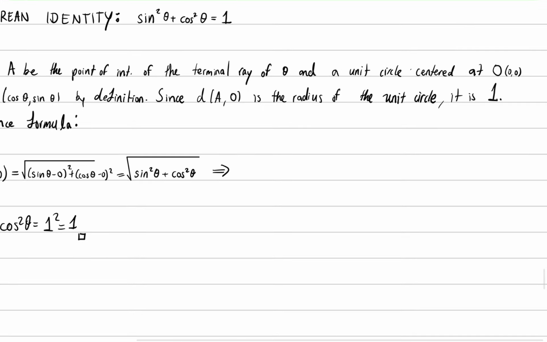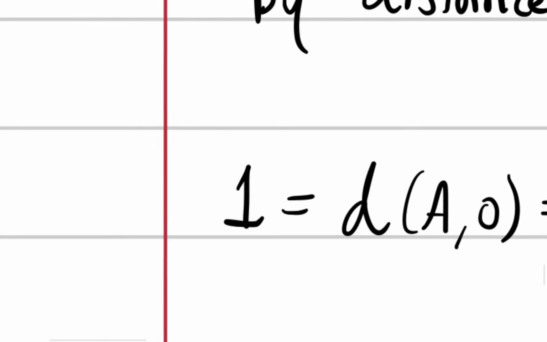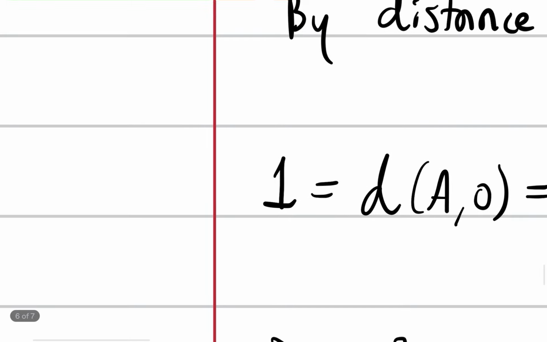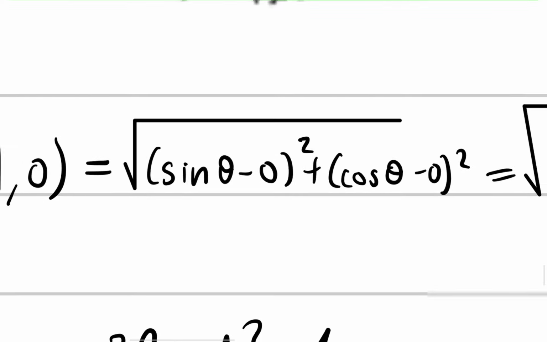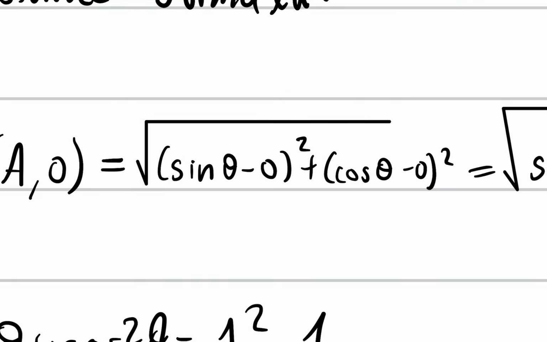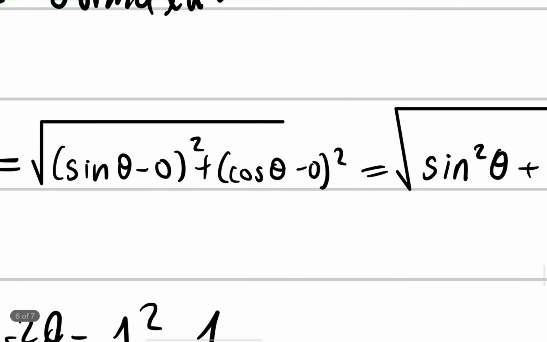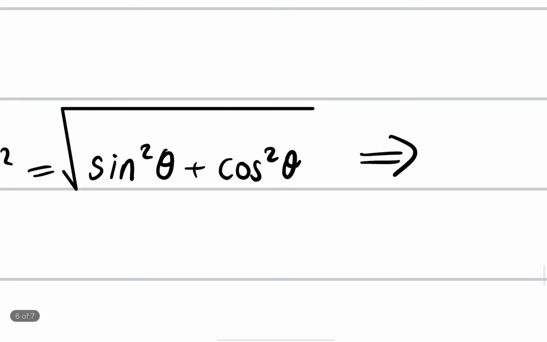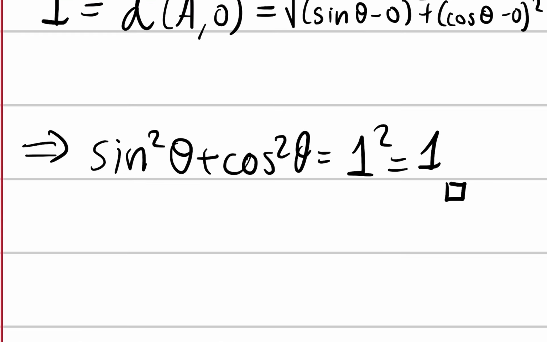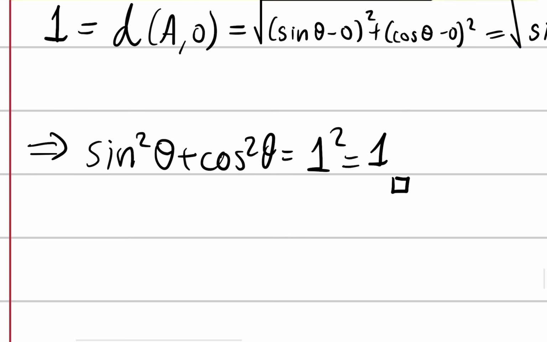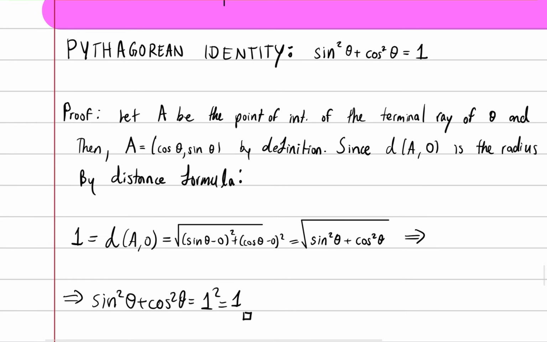So the length is 1, and by distance formula, the distance from A to O is 1, but it is also the square root of sine theta minus 0 squared plus cosine theta minus 0 squared, or it's the square root of sine squared theta plus cosine squared theta. In other words, sine squared theta plus cosine squared theta is 1 squared, which is equal to 1. So we've proven the Pythagorean identity.